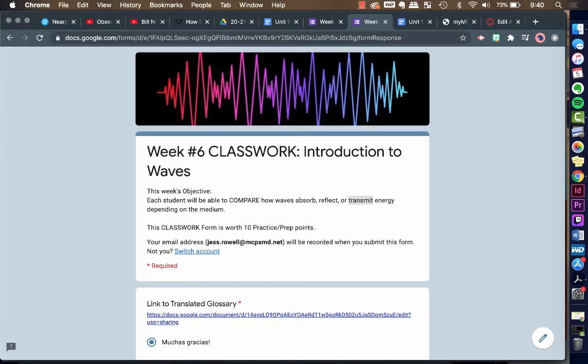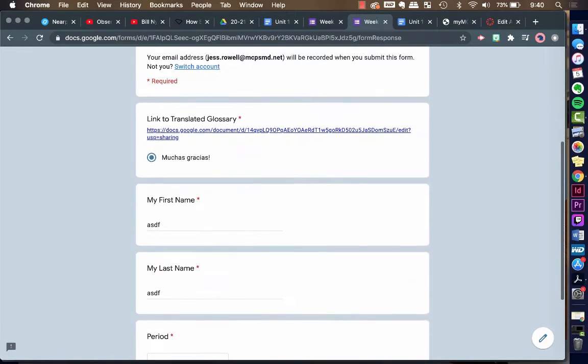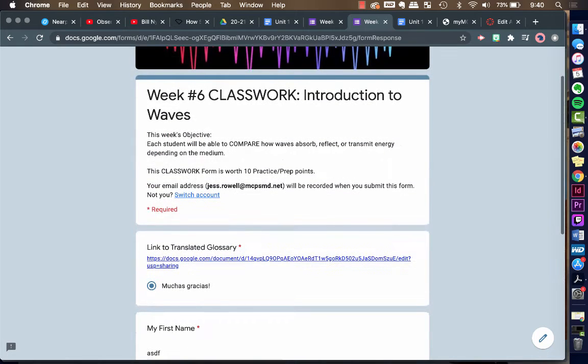A lot of waves need air, solid, or liquid to go through, or else they wouldn't exist. They wouldn't be able to carry energy for us. But some waves don't, like light waves, which can just go through space. They don't need a medium. But sound waves do require a medium, which is like a liquid, solid, or gas to go through. And that's what we're practicing this week, comparing those.